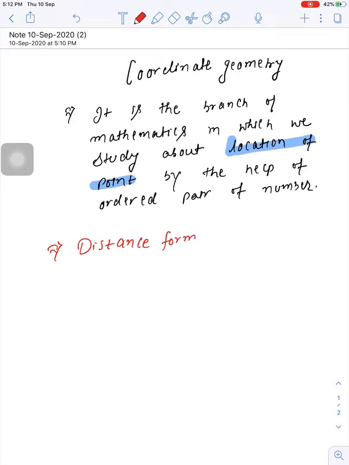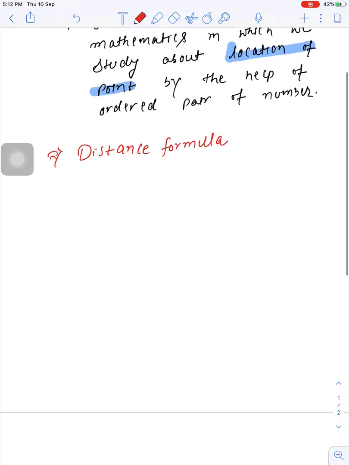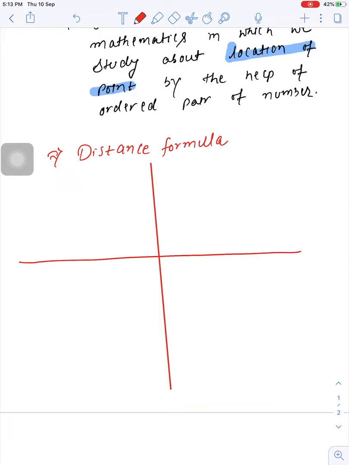So you people are aware of what this is. This is a vertical line and this is a horizontal line. But in coordinate geometry, we call this the x-axis and this the y-axis. This is x dash and this is y dash. This is the point of intersection which is called origin.